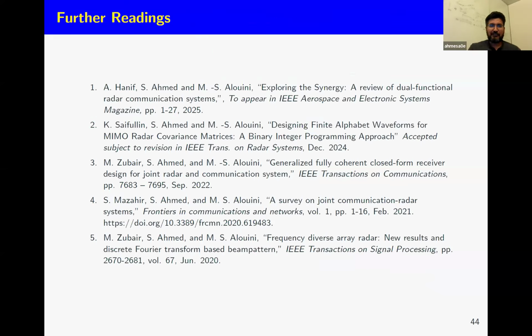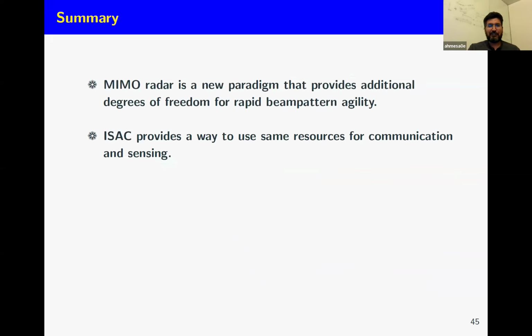So this was the last one, and further reading is in here. So, summary: MIMO radar was the new technology, right? It provides us a lot of degrees of freedom. We can achieve different beam patterns, and ISAC provides a way to use the same resources for communication and sensing. That's it. Thank you. Questions?